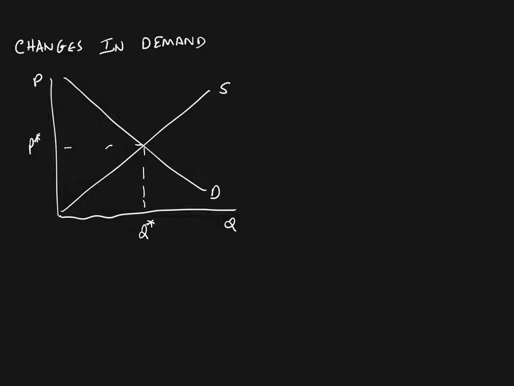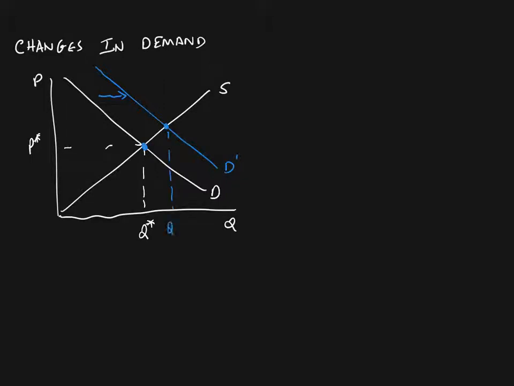Now, an increase in demand means that at every possible price, buyers want to buy more units for whatever reason. And so we can think about this as being a rightward shift of the demand curve. So we'll call this D prime. We've shifted our original demand curve to the right. Well, that moves our equilibrium from this original equilibrium up to the new equilibrium.